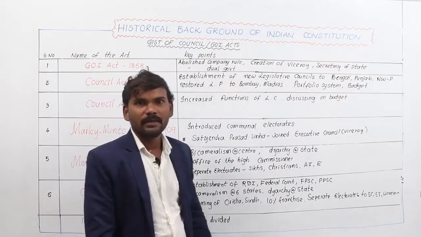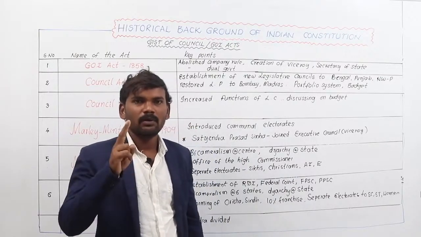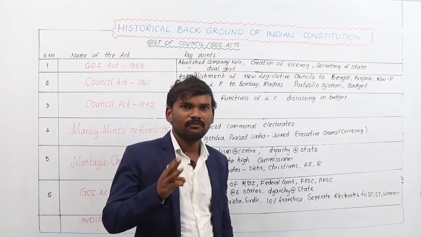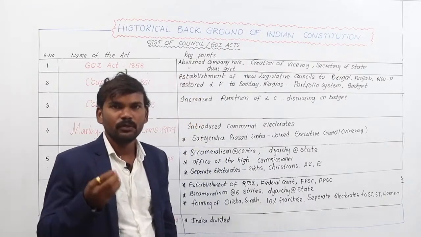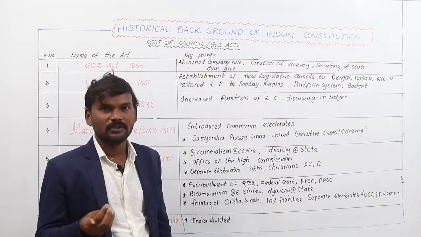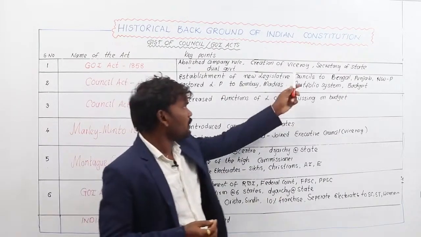These 5 points are very, very important. Abolished company rule, abolished dual government, designated the Governor General of India as Viceroy, and creation of a new post, what we call a Secretary of State. Lord Stanley was the first Secretary of State. Lord Canning was the first Viceroy.